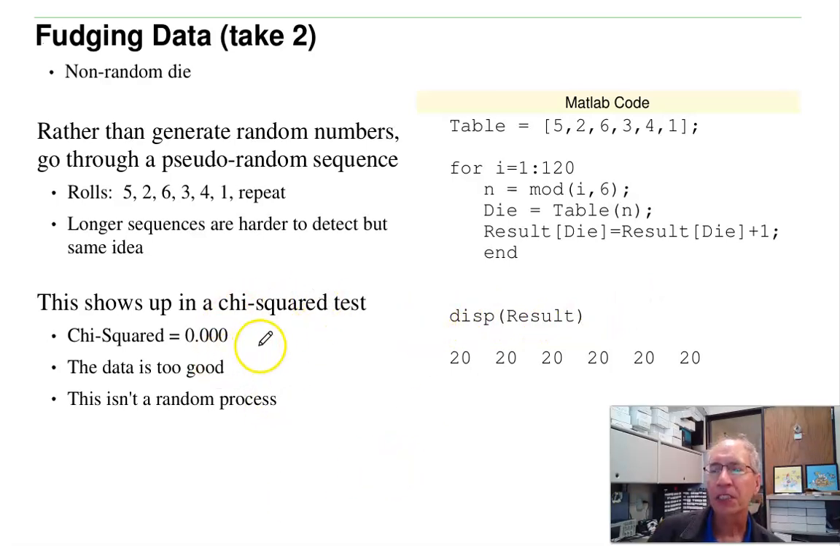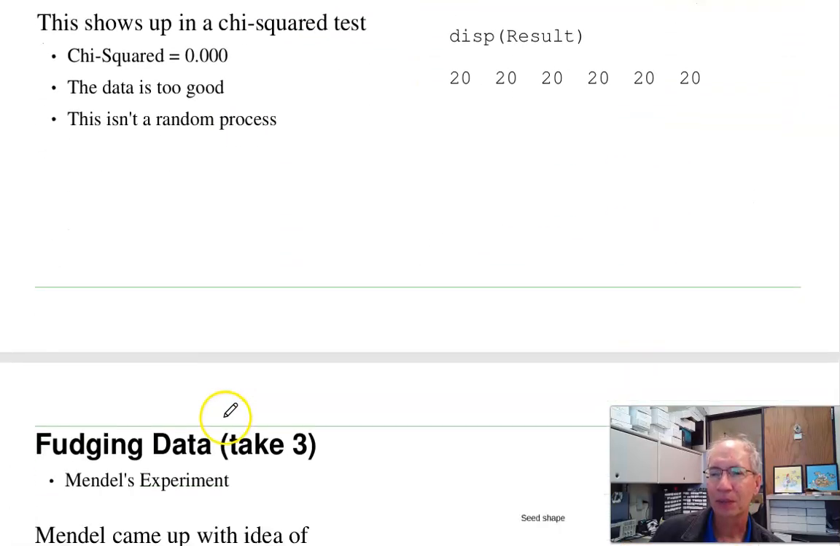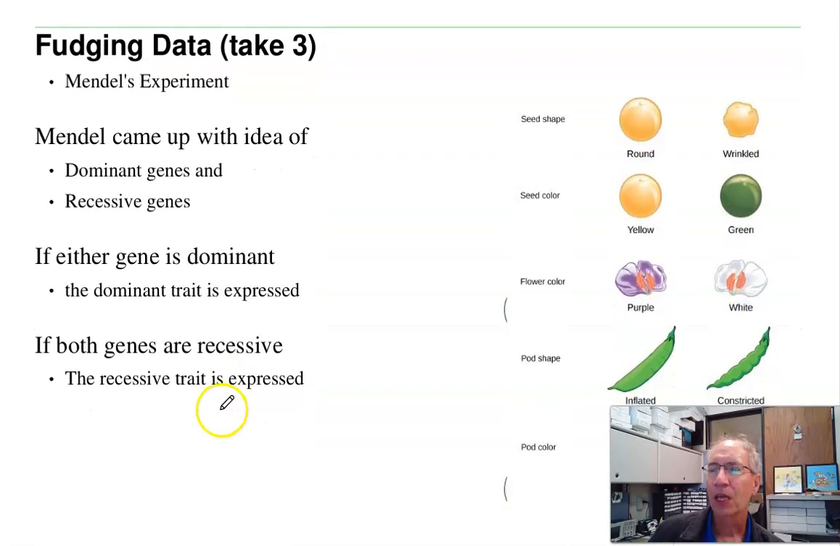With the chi-square test, I pick up that this is not a random number. This is actually a deterministic sequence, and it shows up in the chi-square test. You can actually look at history and see that some very famous scientists fudged their data. Mendel, for example, you can show that Mendel fudged the data.